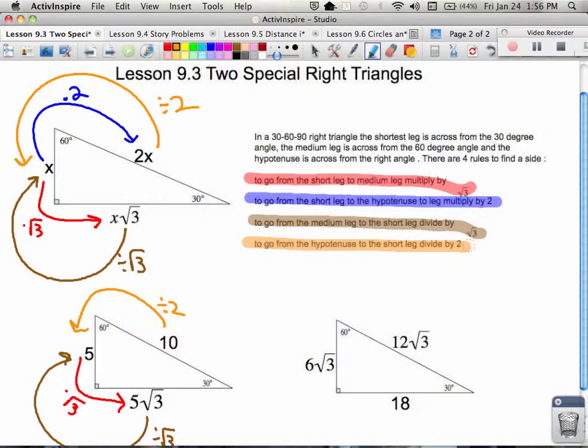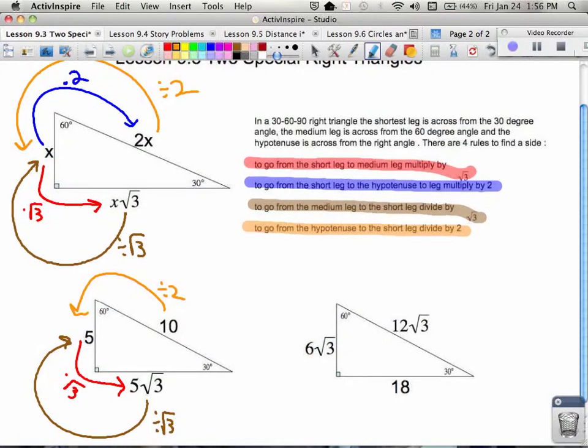Okay, so 4 rules. In red, going from short leg to medium leg, multiplied by square root of 3. In blue, going from short leg to hypotenuse, multiplied by 2. In brown, going from medium leg to short leg, divide by the square root of 3. And in orange, going from hypotenuse to the short leg, divide by 2. These are the 2 special right triangles, the 45-45-90 triangle and the 30-60-90 triangle. These triangles are extremely important and will come up again especially when you get to pre-calculus, but you'll probably also see them again in Algebra 2.